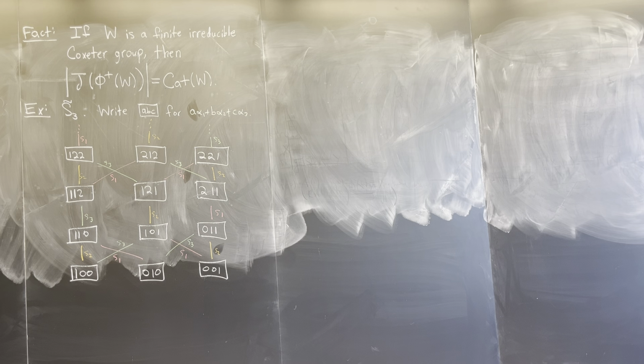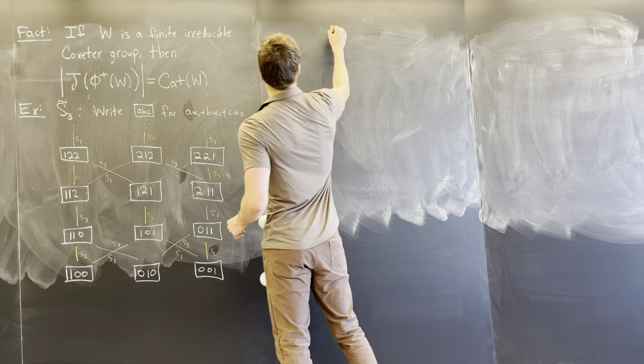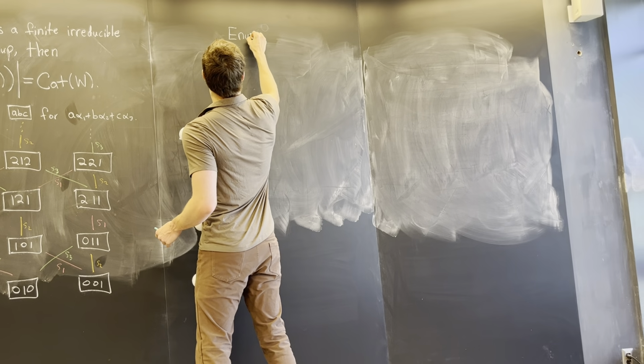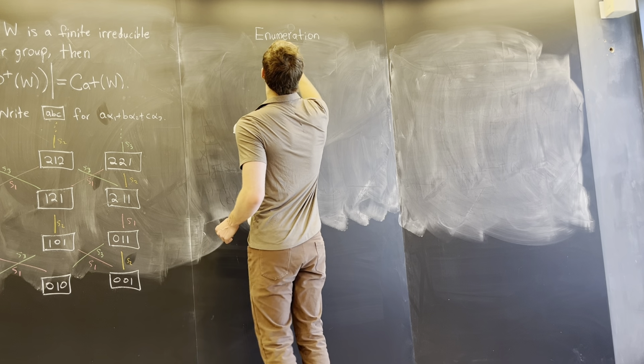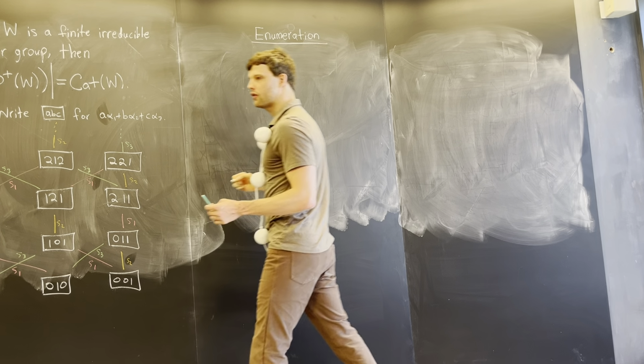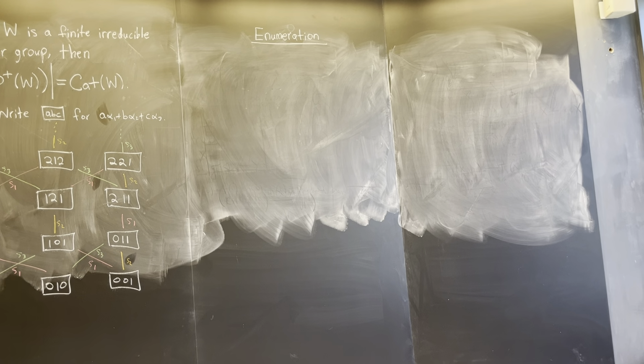Okay, so now we can start on enumeration, which basically means that we want to count things, which I guess is what you would expect in a combinatorics class.